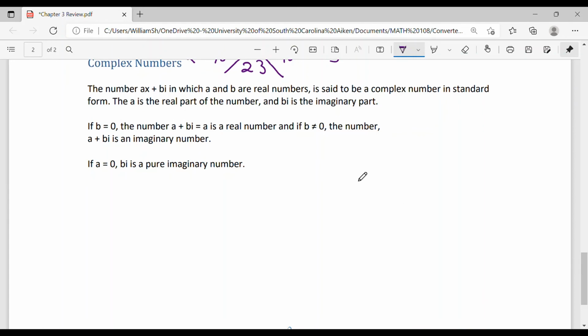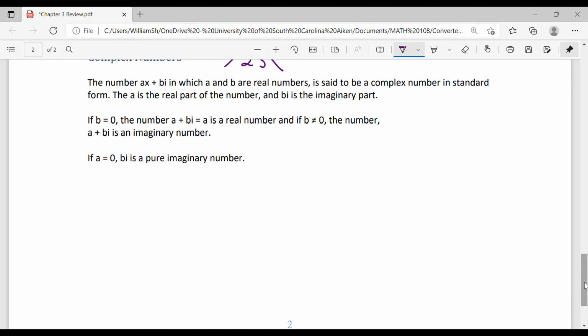Now, complex numbers. You do need to know a bit about complex numbers. We're going to get into them, especially when we do the quadratic method later on this chapter. Now, the number a plus bi, in which a and b are real numbers, is said to be a complex number in standard form. The a is the real part of the number, and bi is the imaginary part. If b is equal to 0, the number a plus bi equals a. Obviously, because 0 times i, anything times 0 is 0, so that just leaves you with the a. It's a real number, and if b is not equal to 0, the number a plus bi is an imaginary number. Okay? If a equals 0 and you're just left with bi, it's a pure imaginary number.